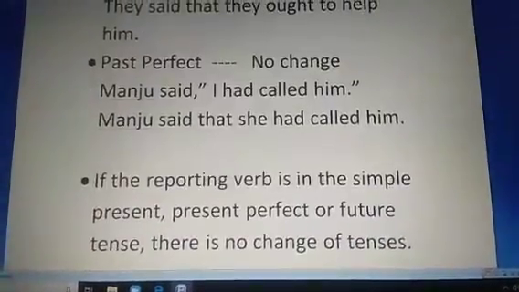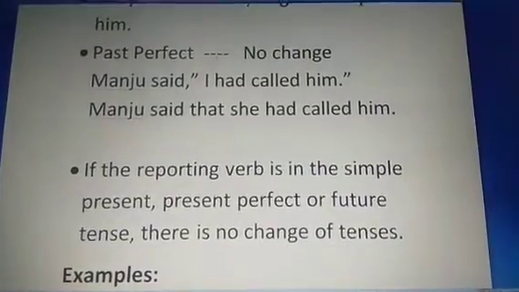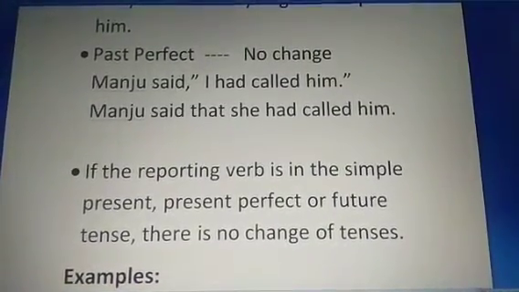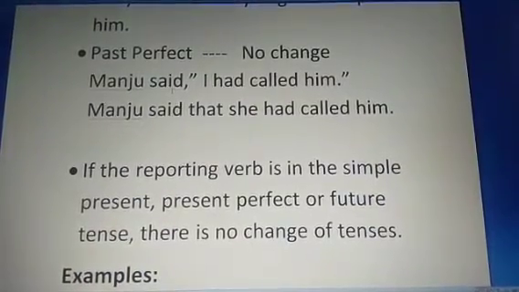And the next one is past perfect. No change for past perfect. It will remain the same. And the example is, Manju said, I had called him. Now, Manju said is the reporting verb.